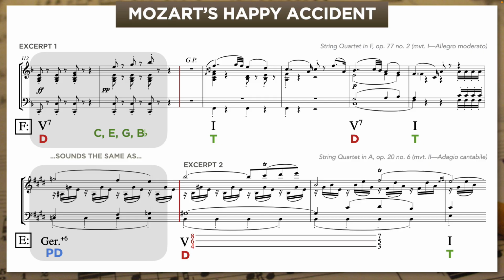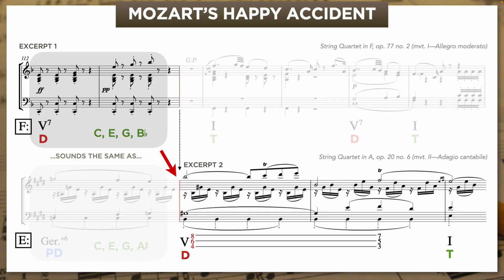One is C, E, G, B flat. The other is C, E, G, A sharp. But they still sound the same. Notice that this beat in Opus 77 is almost identical to this beat in Opus 20. And the fact that they sound the same makes this modulation possible. In other words, it's one of the reasons, not the only reason, but one of the reasons we can get to this point, and instead of continuing with Opus 77 number 2, we can slip right into Opus 20 number 6 instead.